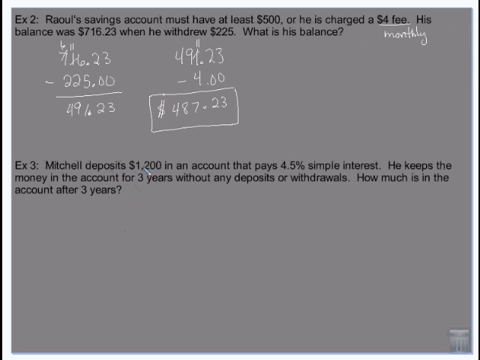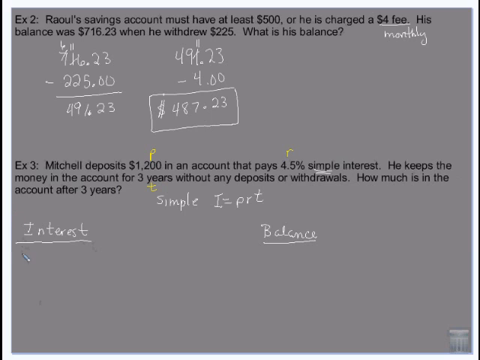Okay, we have a $1,200 deposit, 4.5% simple interest. Simple interest is I equals PRT. Okay. We're going to keep the money in the account for 3 years, and we want to know how much is in the account after 3 years. So this is my principal. This is my rate. This is my time. And I want to find my interest and then my balance. So this is going to be a two-part problem.